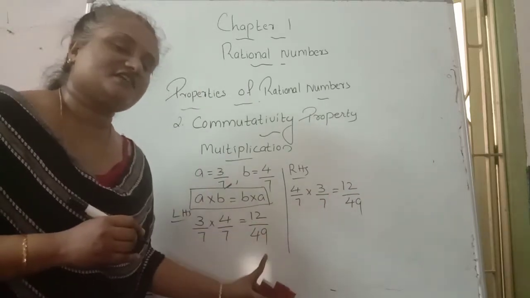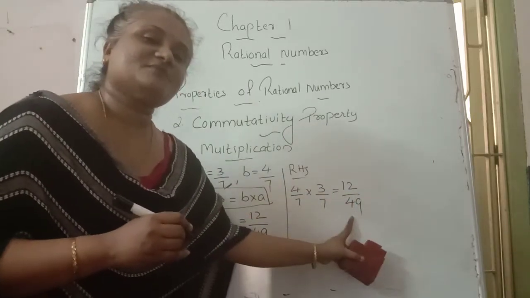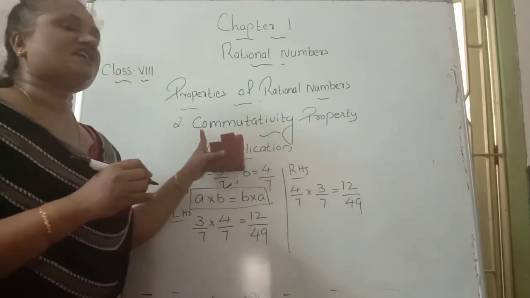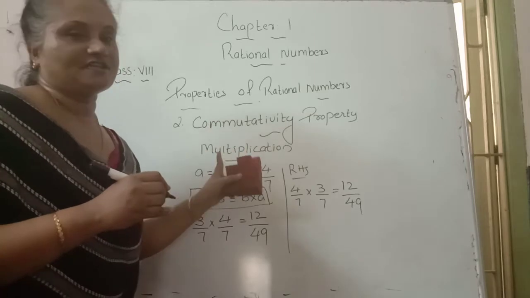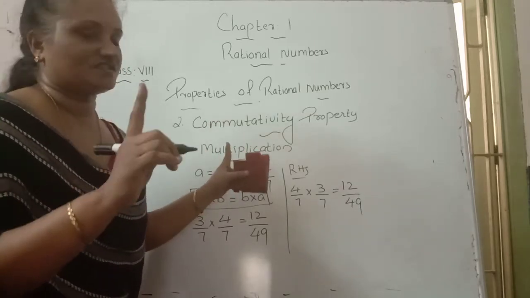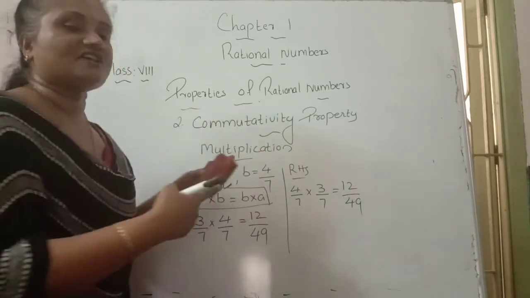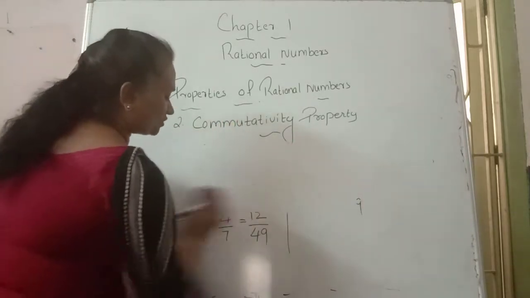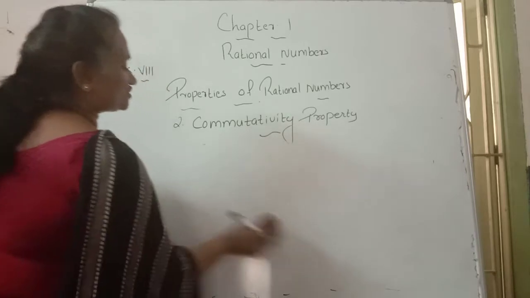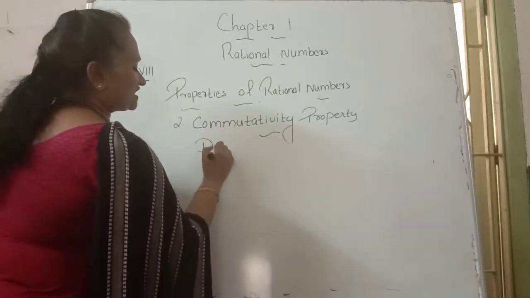The left side answer and the right side answer become the same. That's why we can say the commutativity property is satisfied under multiplication. But in the subtraction case it is not satisfied. Remember, in the multiplication case it is satisfying. Then next we go through the division case. Is it satisfying or not? Division case.